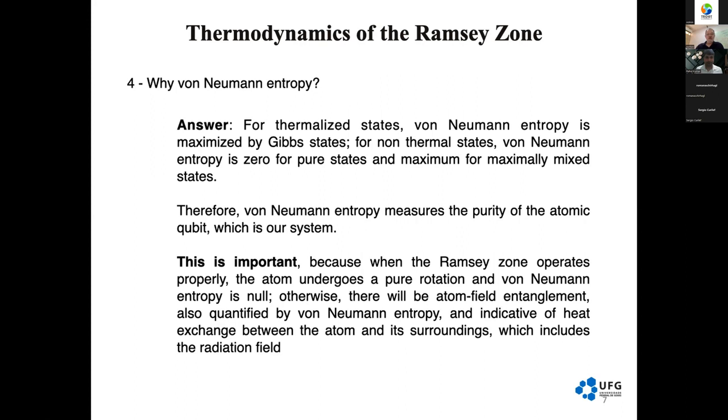which of course is, as we said, our system. So when the atom evolves purely, without the field surrounding it, and we trace over the degrees of freedom of the other variables other than the atom, the entropy measures the purity of the atomic qubit.